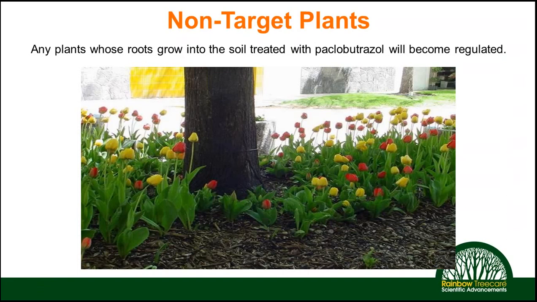And here's an example of tulips. They still flower. They're not dead, but you can see they're probably reduced 50, 60%. So this is another drawback to Cambistat, making sure that you're not overregulating a non-target plant.